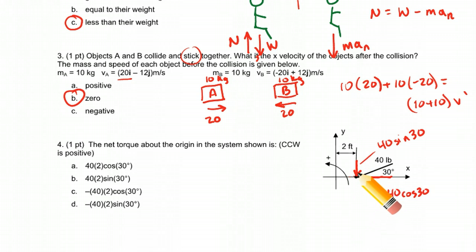This vertical component has a horizontal distance of 2. Okay, and it's tending a clockwise rotation, so it'll be negative. So our answer is one of these two, the negative. The distance is 2 in both cases, and the magnitude is 40 sine of 30. So choice D is the correct one here.